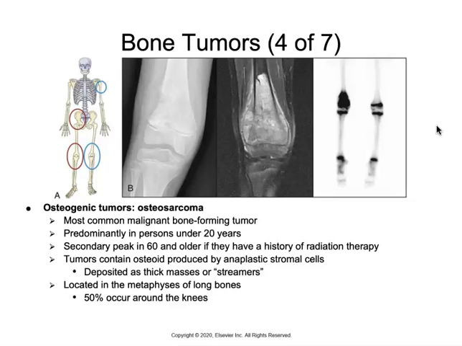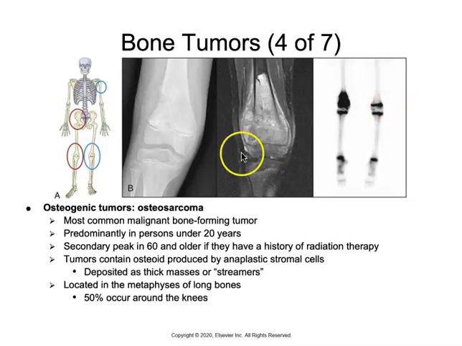So most commonly, we see it in individuals under 20 years of age. Approximately 60% of the cases are in this age range. And then we see a second peak in adults over the age of 60, especially post-radiation therapy. We do see it's more common in males as well, and it accounts for a large proportion of primary malignant bone tumors.